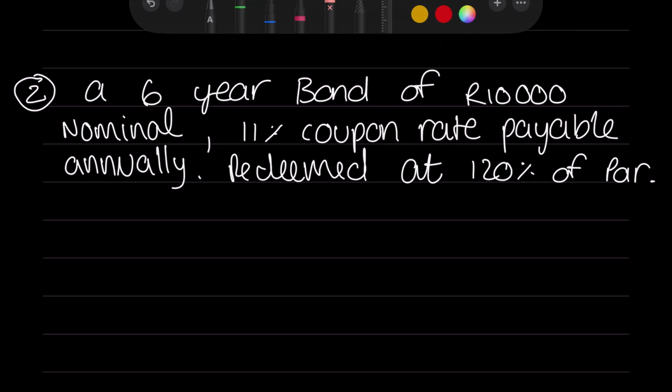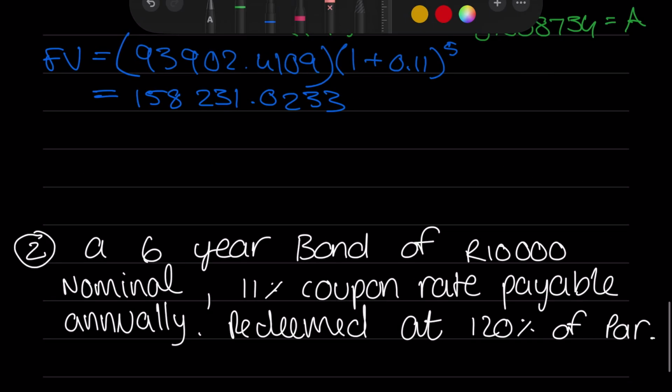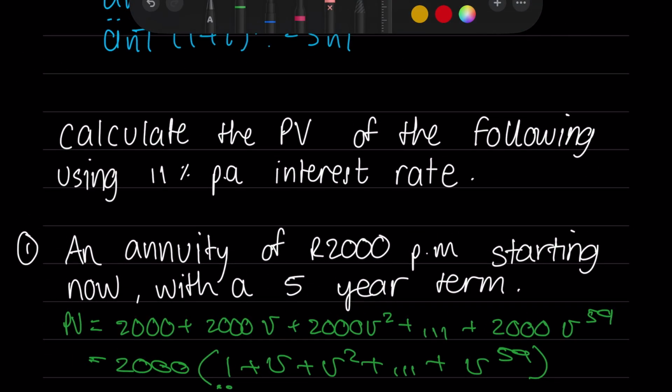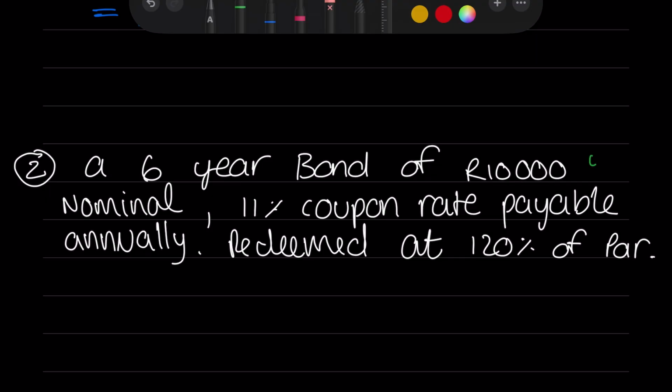We're calculating the present value of a 6-year bond of 10,000 Rand nominal with an 11% coupon rate payable annually, redeemed at 120% of par. So let's just remember that we're using an 11% per annum interest rate. So here we have a bond, which is basically us buying it from a company. We're giving a loan to a company. We're purchasing this bond for 10,000 Rand, and then they're telling us we're going to receive it at 120% of par. That means that we're going to receive it back at 20% more than what we bought it for.